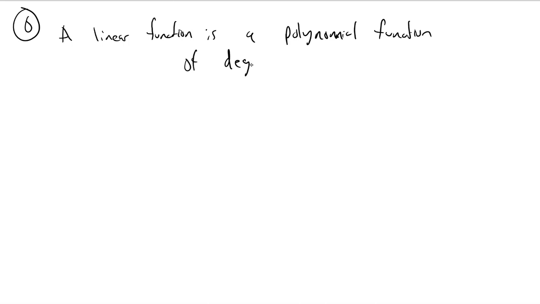Okay, number 6, a linear function is a polynomial function of degree 1. Polynomial degree 1. So you think about linear, the biggest exponent that you ever have on x is 1. That's why it's degree 1.